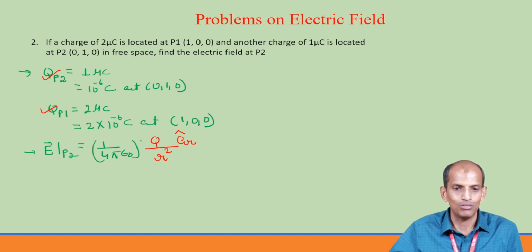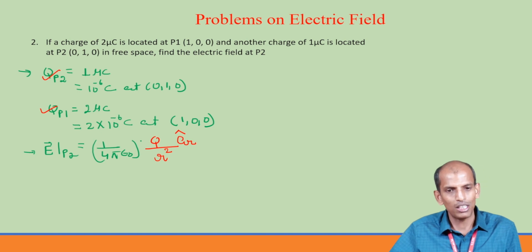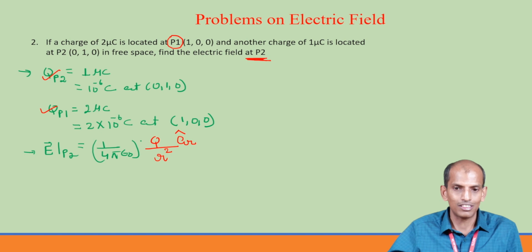Think for a moment, which one we should choose? 1 microcoulomb or 2 microcoulomb? If you are saying 1 microcoulomb, sorry, that is not the right answer. It is 2 microcoulomb. Why 2 microcoulomb? Because we have to calculate the electric field at P2. So the electric field at P2 will be due to the charge at P1, not due to the charge Q2, because Q2 itself is located at P2. The electric field will be created by this charge Q1 at the point P2.